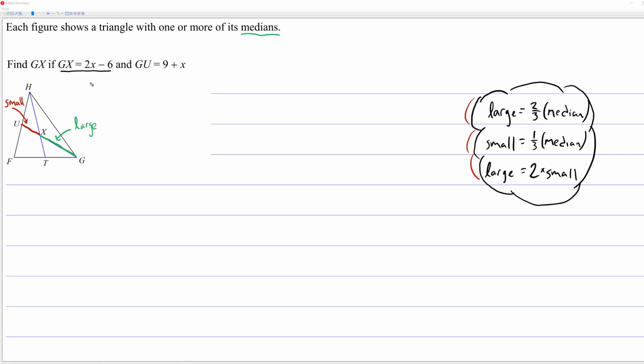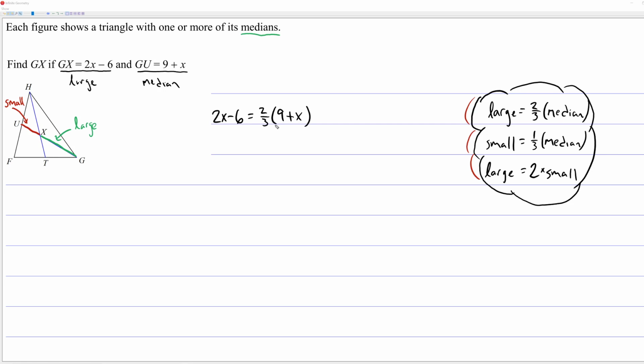So what we have to do in this question is just be somewhat careful and make sure we identify what it is that we're looking at. So GX, G to X, that's 2x minus 6, but more importantly, that's the larger part of the median. Whereas GU, G to U, that's the entire median. So that's the whole thing. Unfortunately, you do have to commit this to memory. The large part of the median is 2/3 of the entire median. So we have 2x minus 6 equals 2/3 times 9 plus x.